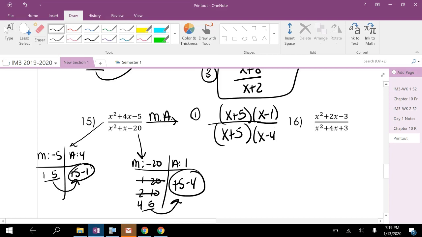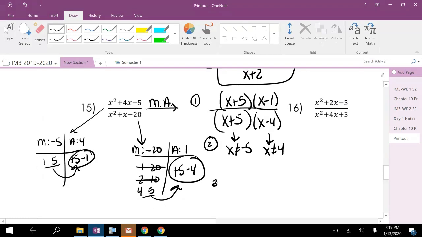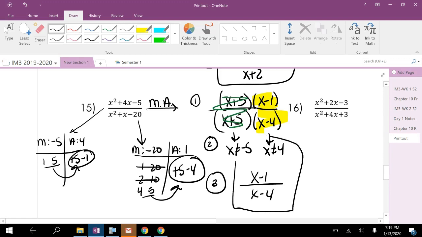So we would write it like this. And we need to list our excluded values. x cannot be negative 5 here, and x cannot be positive 4. And the very last step is to actually write out what the simplified version is. That's gone. And I'm left with x minus 1 all over x minus 4. My final answer. Now again, you could put parentheses in if you want. You don't have to.